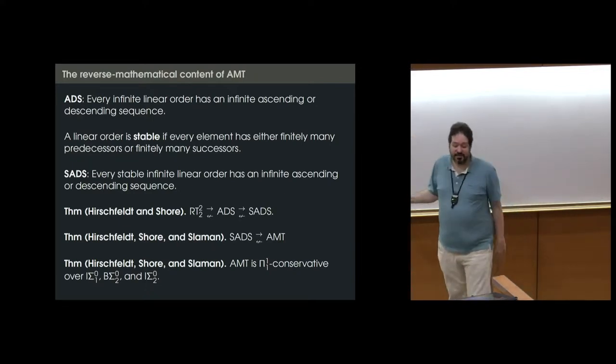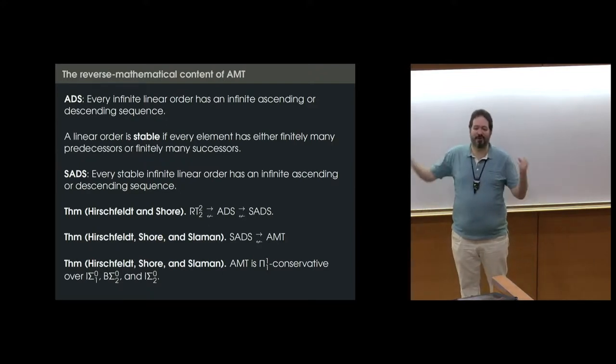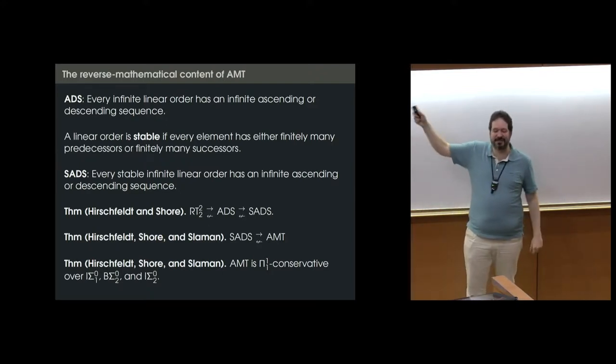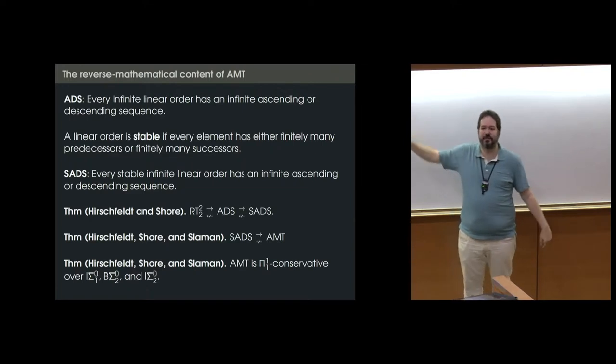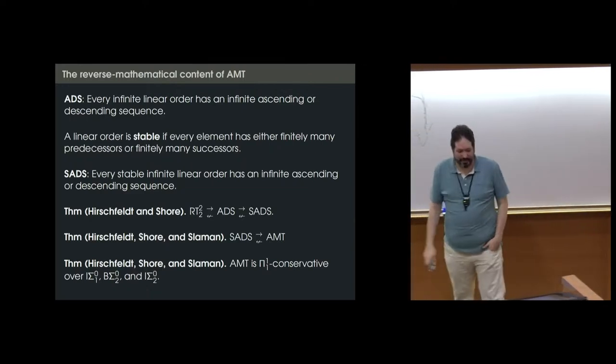But if you add B sigma 2, if you can prove it from RCA naught plus AMT plus B sigma 2, you could already do it from RCA naught plus B sigma 2, the same thing for I sigma 2. So it's really conservative over everything. So it's really not giving you any new first order information.